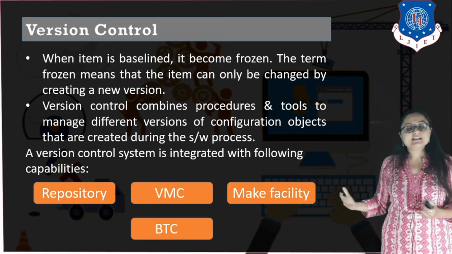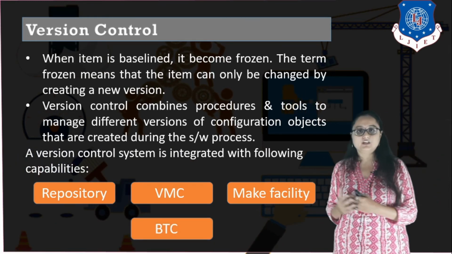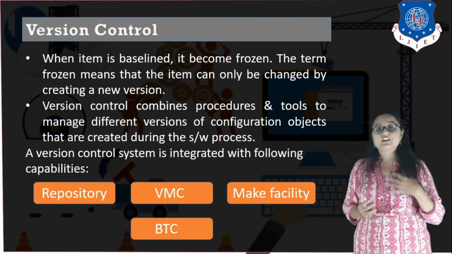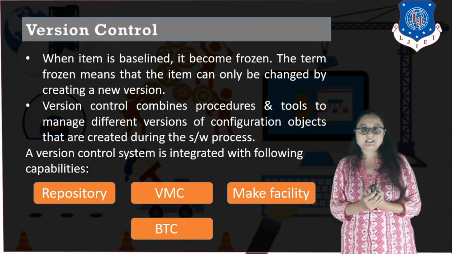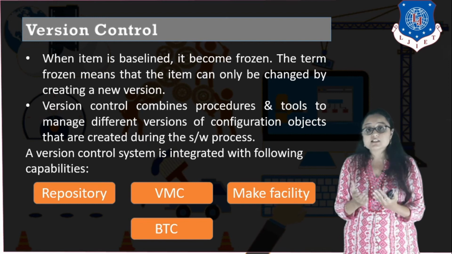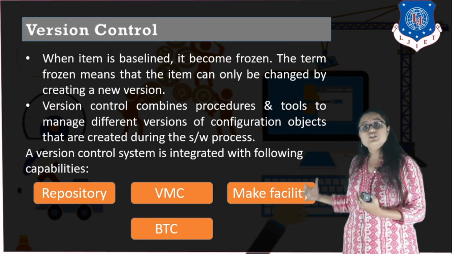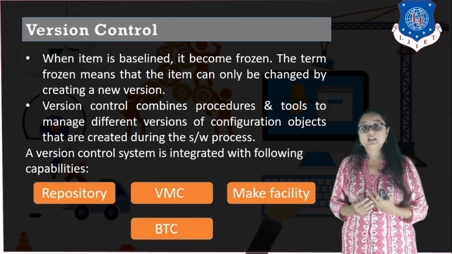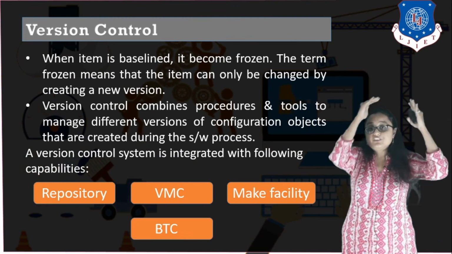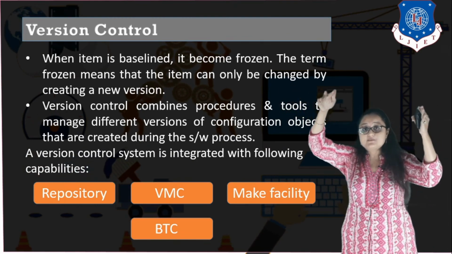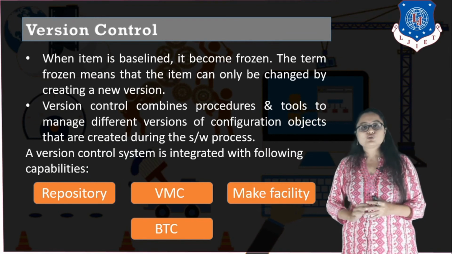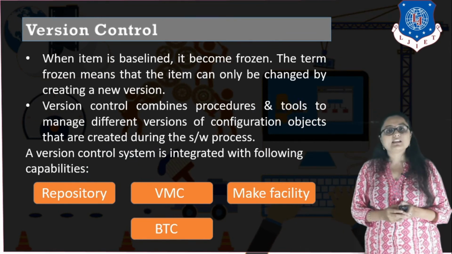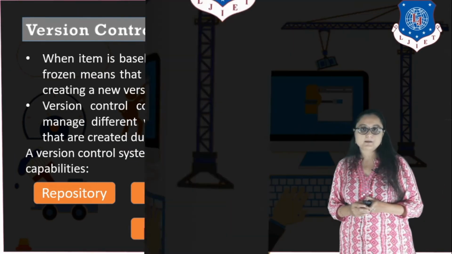The next is BTC, that is bug tracking capability. Now it is also possible that when you are making changes in configuration items, bugs are introduced, right? So version control should also have a capability which showcases in which version what configuration items had which bug, right? So that capability also should be there in your version control, right?